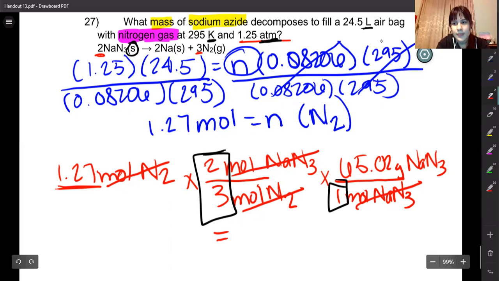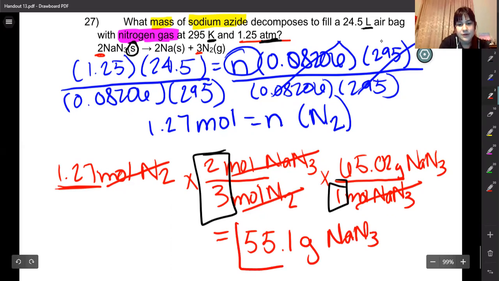So we end up with 55.1 grams sodium azide, and that would be your final answer.